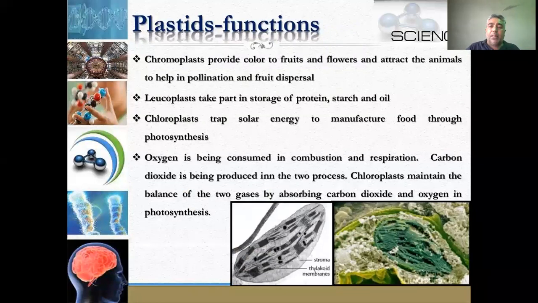जो हम different color देखते हैं fruits और flower के, वो प्लास्टिड के कारण होते हैं, और उसके एक टाइप है क्रोमोप्लास्ट उसके कारण. ये भी आपने याद रखना है. और एक ये ध्यान रहे कि ग्रीन कलर जो लीव्स का होता है वो क्लोरोप्लास्ट के कारण होता है.